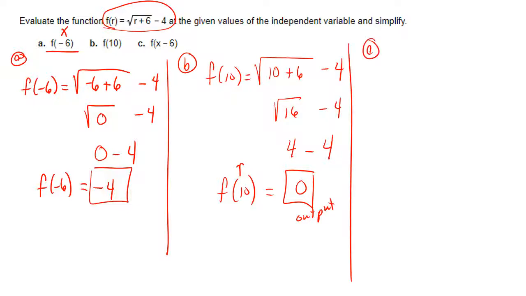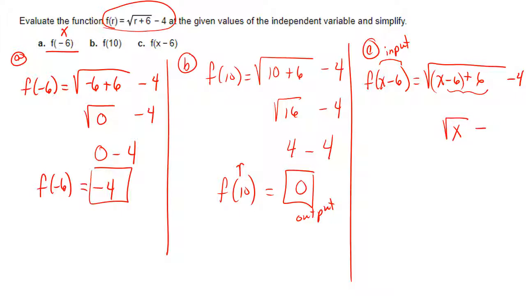Last one, part C. This time we want to substitute in an expression, x minus 6. This entire thing is my input. So I will just substitute that underneath the square root symbol. I have x minus 6, and then I'll have the plus 6, and then I'll have minus 4 outside the symbol. Well, notice that the -6 and plus 6 would be 0. So that just leaves me the square root of x minus 4. I cannot simplify, so that would be my final answer. My answer then is the expression square root x minus 4.